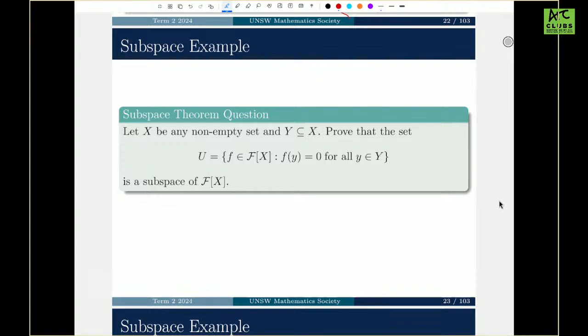So let X be a non-empty set and Y be a subset of X. Prove that this U is a subspace of F^X, which is functions that map from X to the reals. Okay, so this U is any function that is 0 for any y in Y.